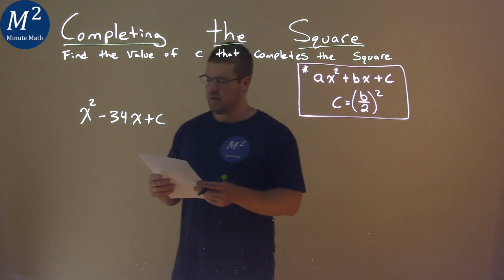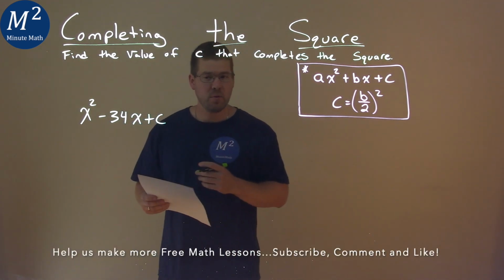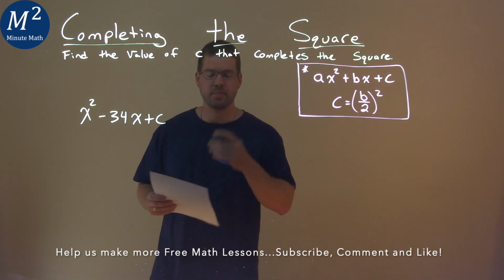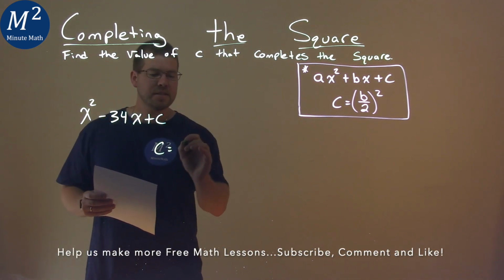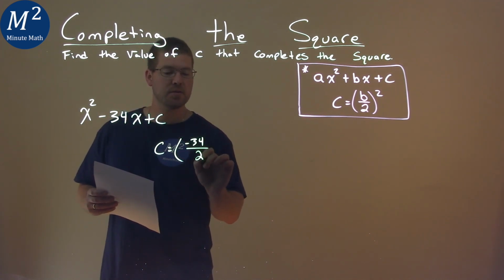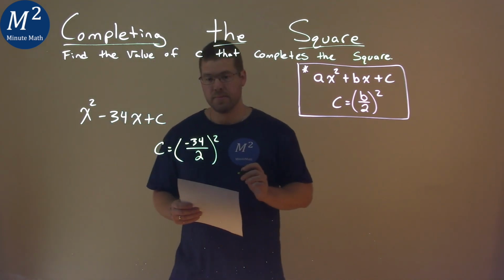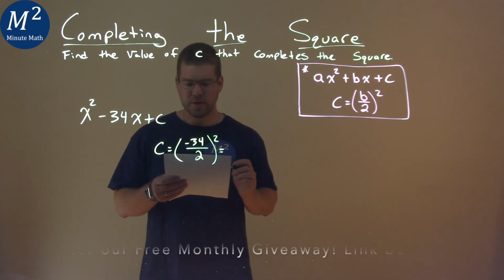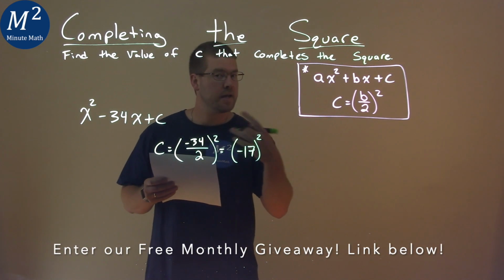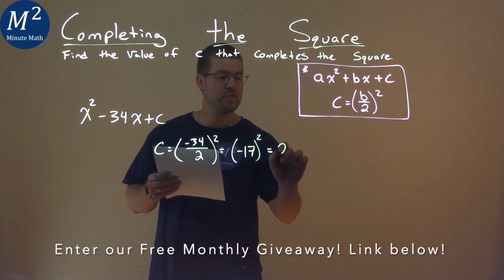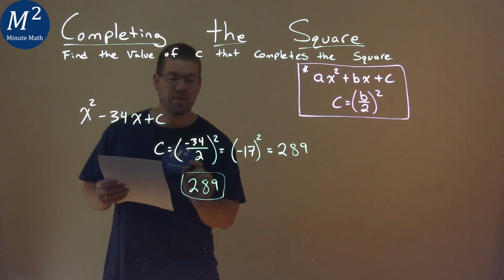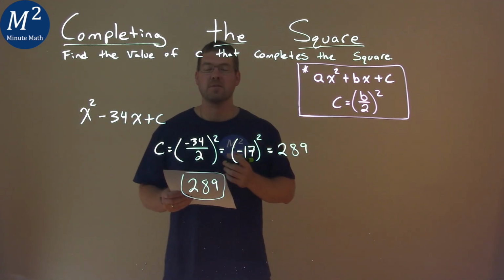We're given this problem right here, x squared minus 34x plus c, and we need to find the c value that completes the square. Our c value here has to equal our b value, negative 34, divided by 2, all squared. Well, let's keep going. Negative 34 divided by 2 is a negative 17. And when we square a negative 17, that's a positive 289. So 289 is the c value that completes the square.